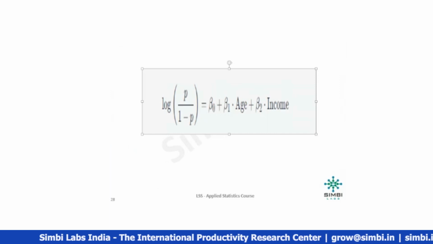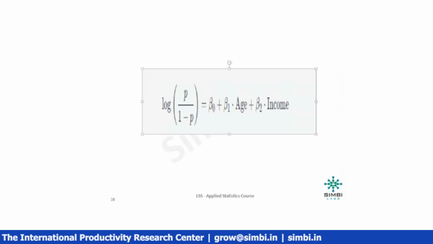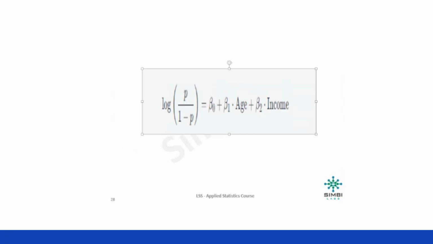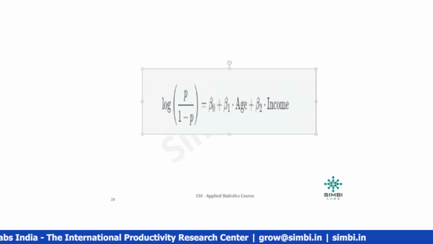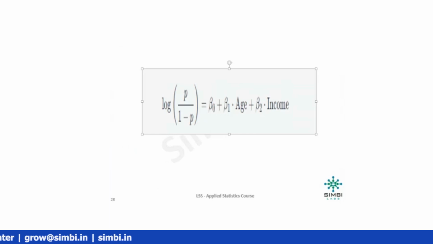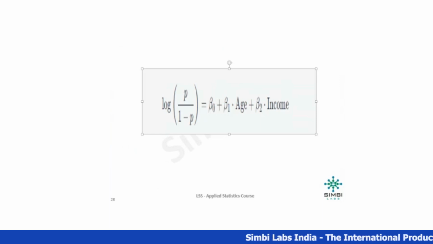So we can apply the values, beta 0 plus beta 1 into age plus beta 2 into income. And we also need to find the p value by applying the formula, and we can get the conclusion about the given data, whether the premium subscription will happen according to their age or not. Like that, we can do the calculation through analysis, applying the formula, and we can predict the outcome.